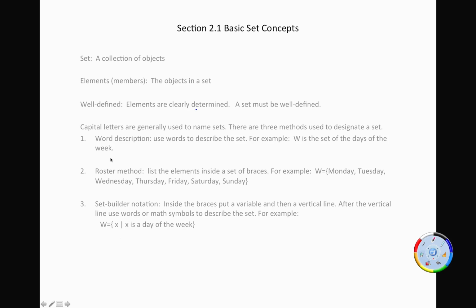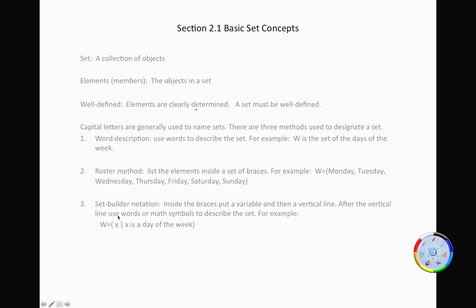Capital letters are generally used to name sets, and there are three methods used to designate a set: the word description, the roster method, and set builder notation. The word description simply uses words to describe the set. For example, W is the set of days of the week, right? The roster method actually lists the elements inside a set of braces, and sometimes you see this called the roster method or the list method. Anytime you see braces, it indicates the set. So W is the set with elements: Monday, Tuesday, Wednesday, Thursday, Friday, Saturday, Sunday.